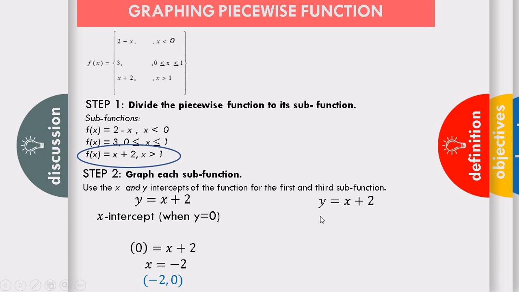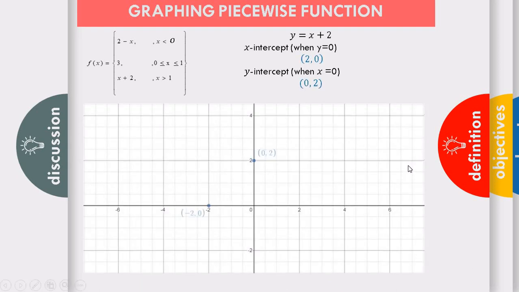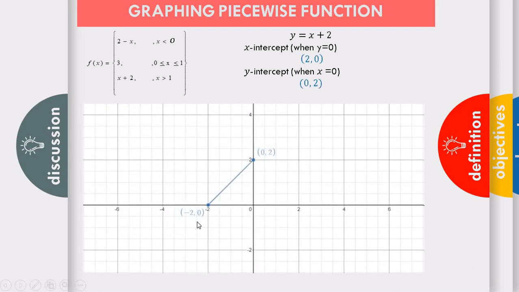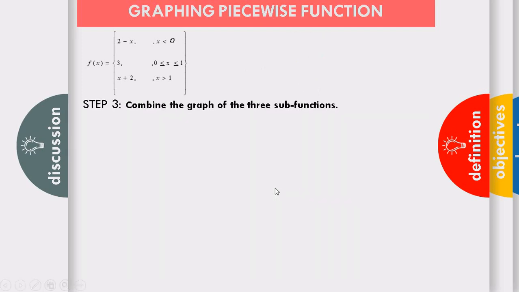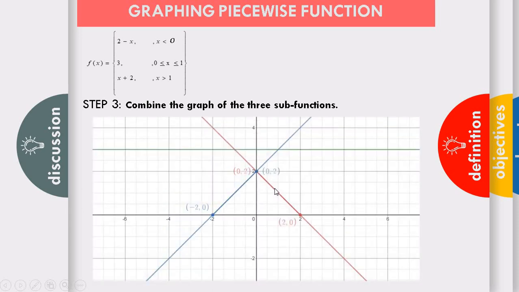Next one, y equals x plus 2. Y-intercept, change x to 0. Y equals 0 plus 2. Y is equal to 2. So therefore, it will become (0, 2). Then graph the third subfunction. So the 2 points, (negative 2, 0) and (0, 2), connect, extend. So next step, we will now combine the graphs of the three subfunctions.